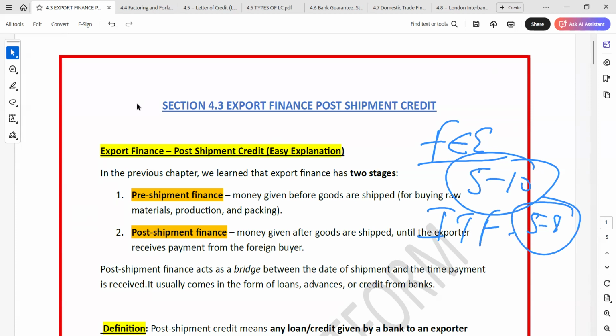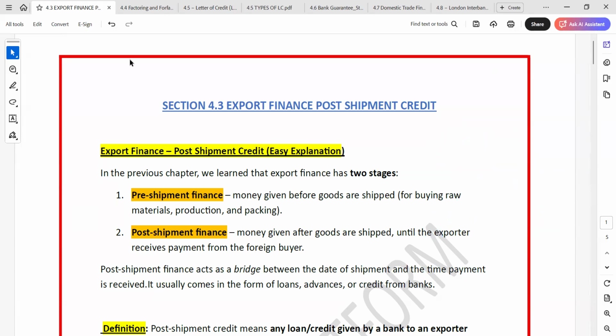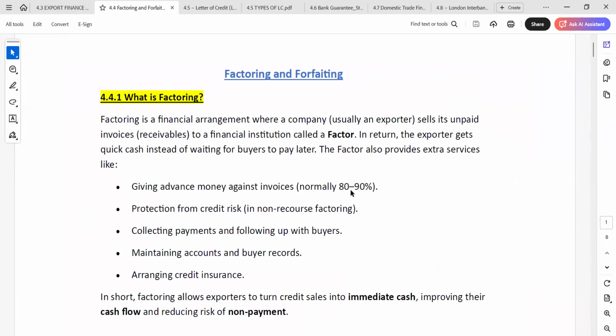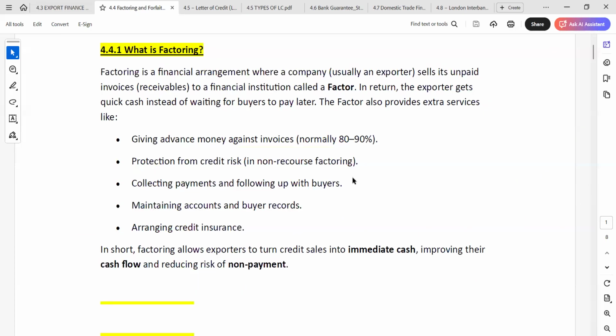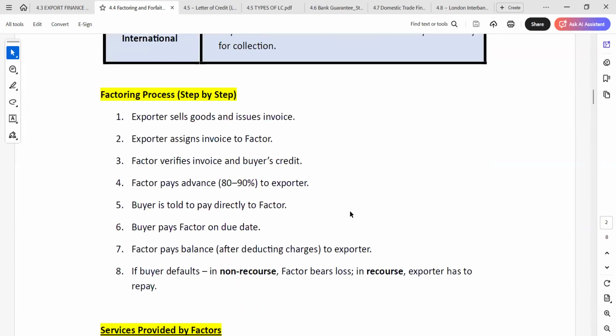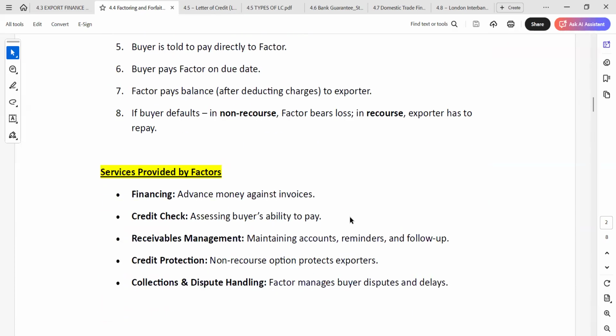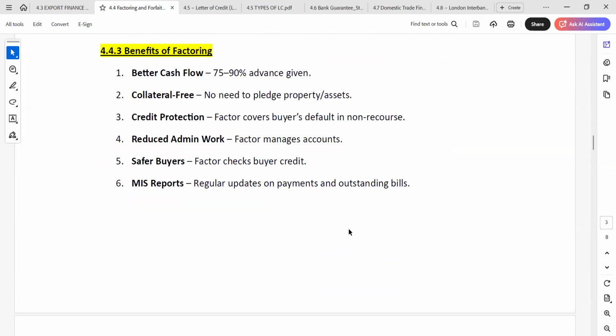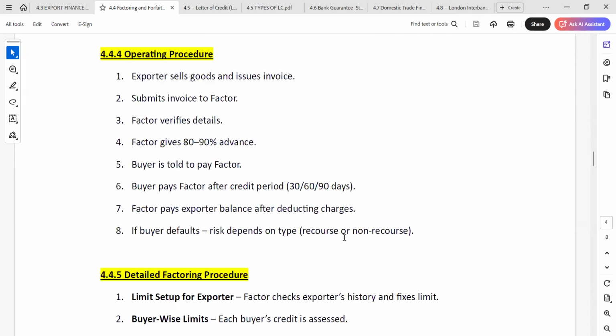Okay, so this is the end of section 4.3. Next is 4.4, that is factoring and forfeiting. We have already made a video on factoring and forfeiting, so we will not discuss it here; it is just available in sequence. Factoring and forfeiting are also an important topic that you can have a look at in the study material. How it works and all, we have already discussed in one video, so you can go and watch it.